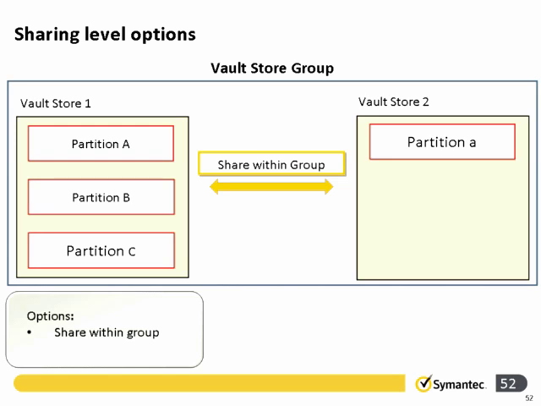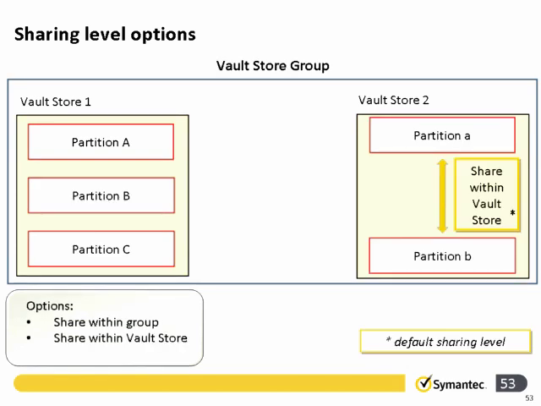As we mentioned before, the outline we have here is the Vault Store group. In a Vault Store group, you're going to have multiple Vault Stores. For this example, Vault Store 1 has 3 separate partitions. Vault Store 2 has 1 partition. One of the options that we have available is to share within the group. If we say share within the group, for this example, partitions A, B, C in Vault Store 1 and partition A in Vault Store 2 will all be compared against that fingerprint database to determine if an item is in fact identical and is available for sharing.